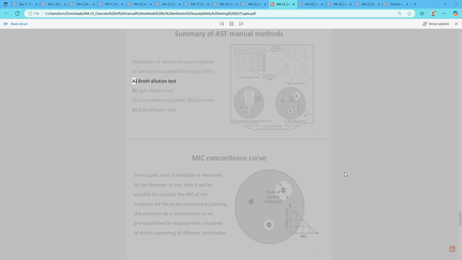AST methods: A, broth dilution test. B, agar dilution test. C, concentration gradient diffusion test. D, disc diffusion test. The circular zone of inhibition is measured by its diameter in mm, then it will be possible to calculate the MIC of the antibiotic for the strain examined by plotting this diameter on a concordance curve, pre-established in advance with 100 strains of different sensitivities.